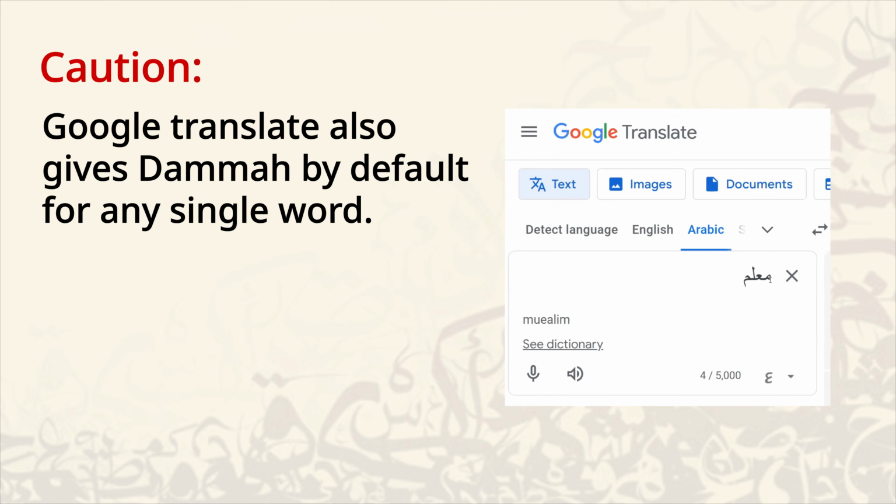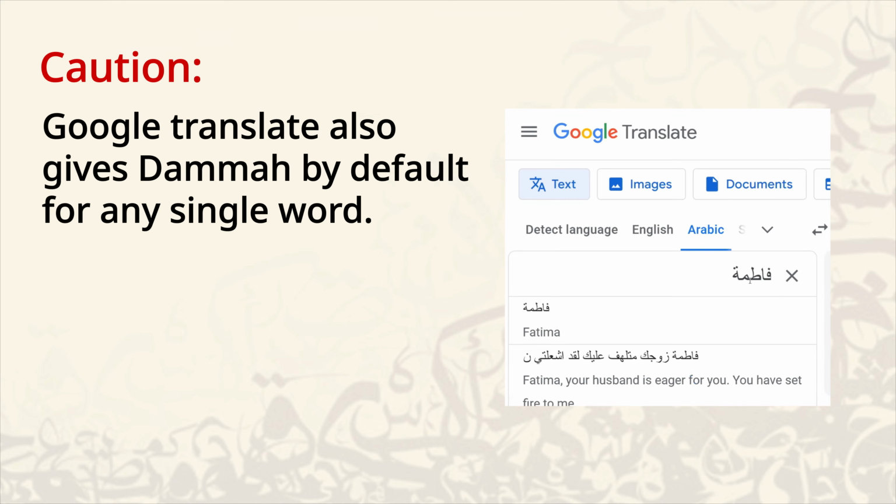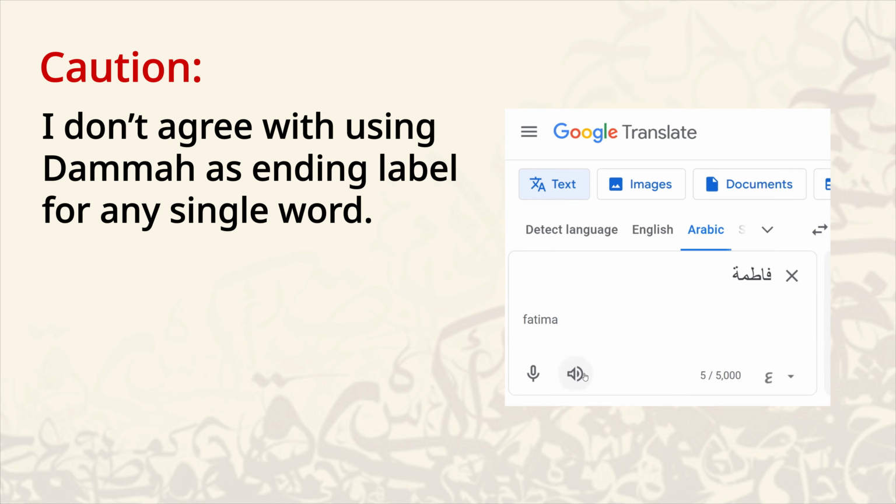معلم المعلم بيت محمد فاطمة. I don't agree with that.